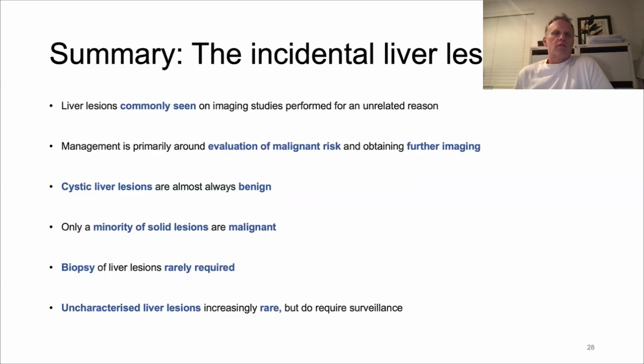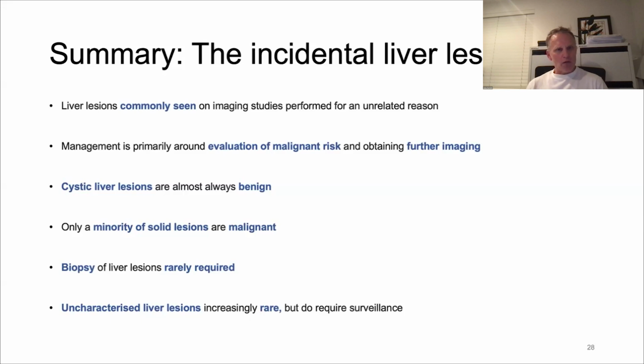So look, just to summarize about the incidental liver lesions, they're commonly seen on all imaging studies. The vast majority of these are benign, and that's where one should start the conversation with the patient, because most patients, as soon as you tell them they've got a lesion or a spot or a mass within their liver, immediately think that's a tumor.